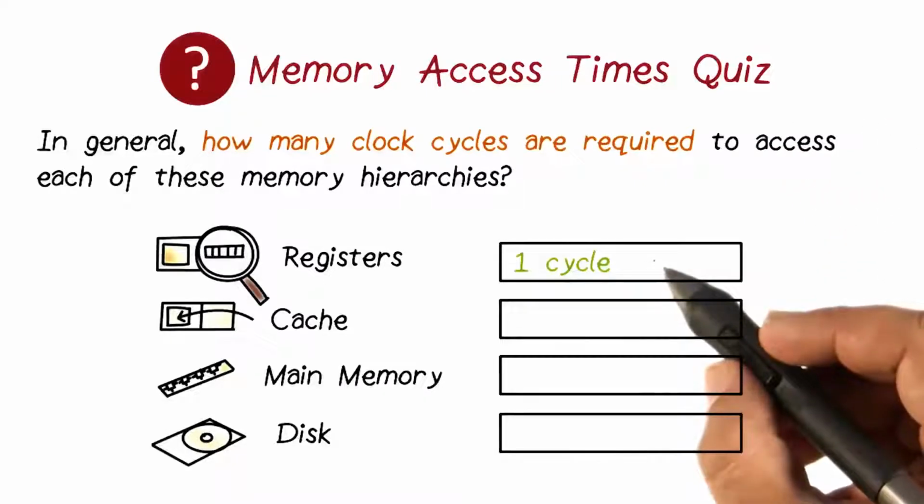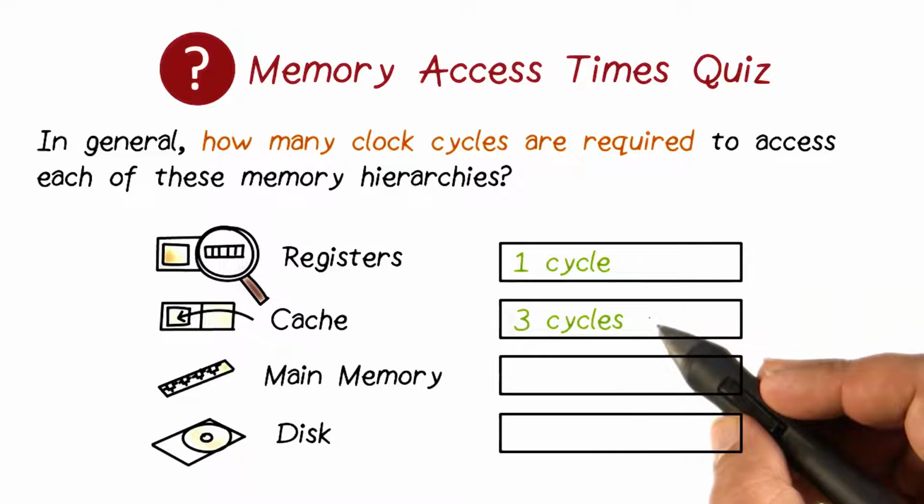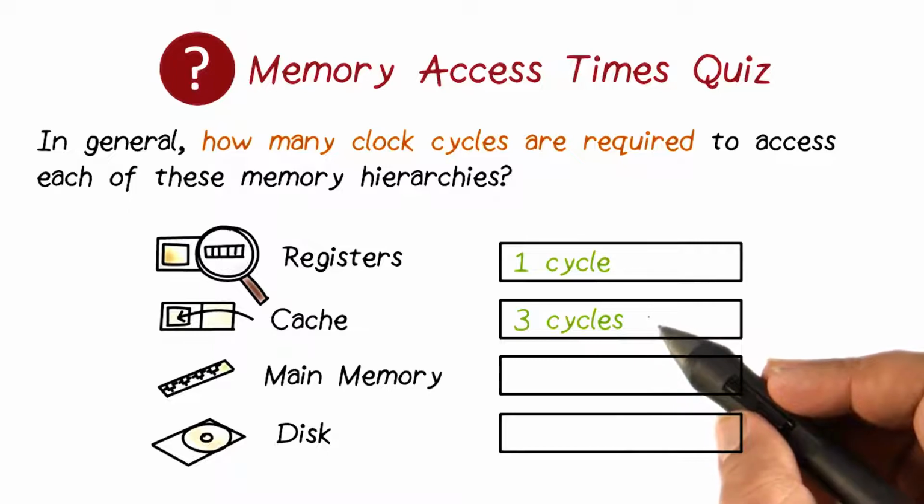Let us start with the registers that you are most familiar with. The right answer is 1 cycle. Registers are closest to the ALUs, and the operands can be quickly accessed, typically just in 1 cycle from the registers. What about caches? How many cycles does it typically take? So the answer here is 3 cycles. It varies from architecture to architecture, but typically anywhere from 3 to 5 cycles is the right answer here.